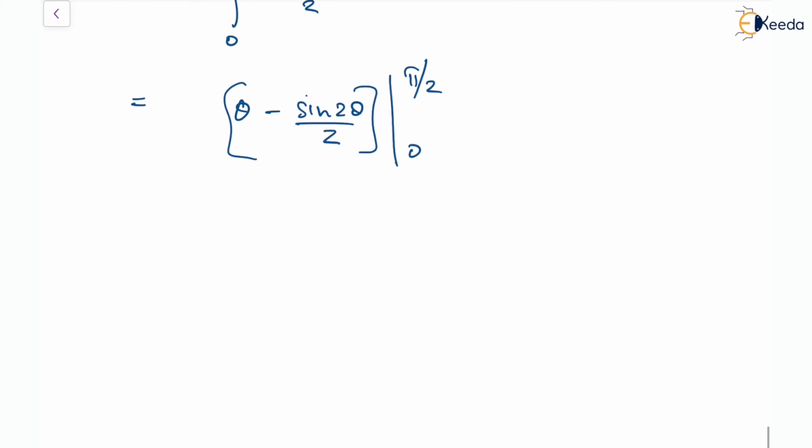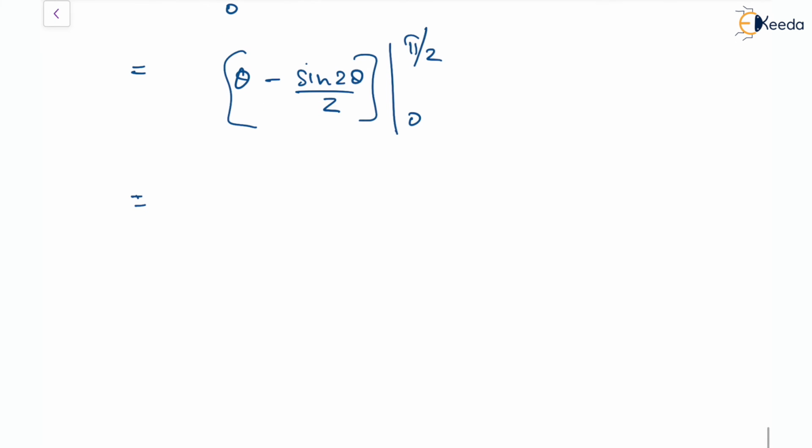Okay, so upper limit pi by 2. So for theta, pi by 2 and lower limit 0, so pi by 2 minus 0. And minus for sine 2 theta by 2. If you see sine 2 theta, so sine 2 times pi by 2 will become sine pi, and sine pi is 0. Also for theta equal to 0, 2 times theta will become 0. So sine 0 is also 0.